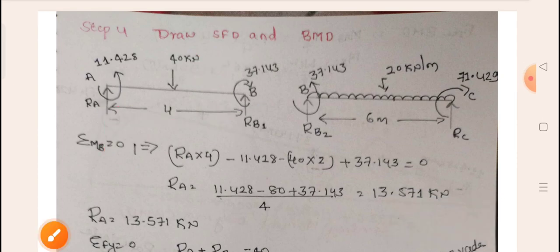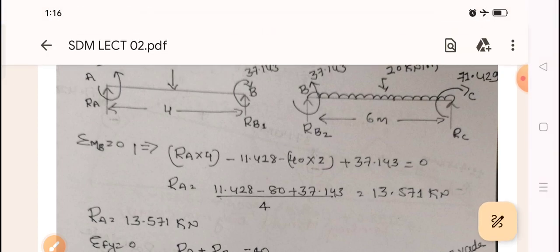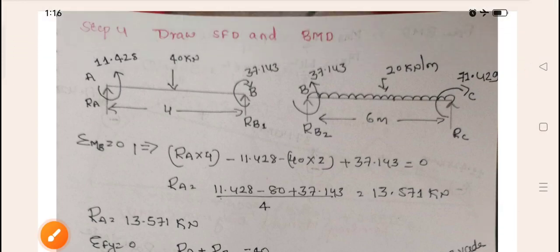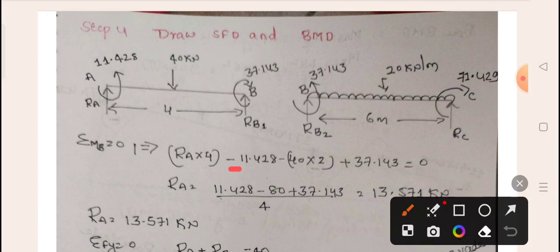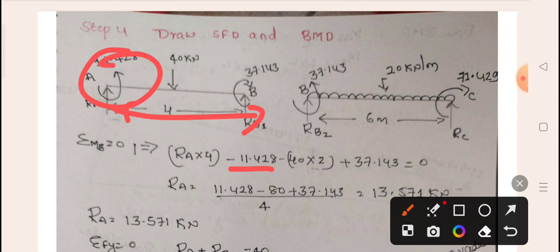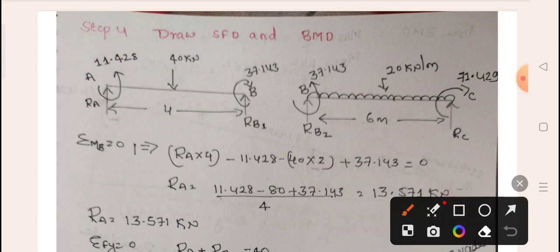How is it rotating? It is rotating clockwise, so that is positive I have taken. You take one plus, one minus. So RA into 4. Next, again 11.428. How is it rotating? It is anti-clockwise, so that's why it is a negative sign. I am not multiplying by distance because it is already a moment. I am taking the moment and it is already given as a moment, so there is no need to multiply the distance.